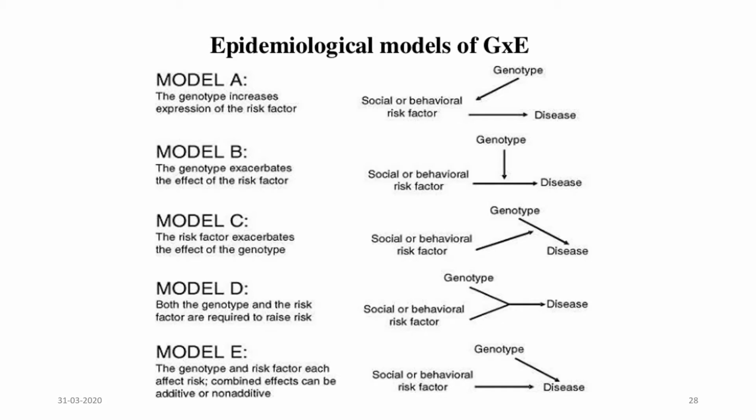So there are particular models of gene and environment interaction in epidemiology. There are 5 models. Model A, where the genotype increases expression of the risk factor. We'll see the examples. Model B, where the genotype exaggerates or increases the effect of the risk factor. Model C, where the risk factor increases the effect of a genotype.